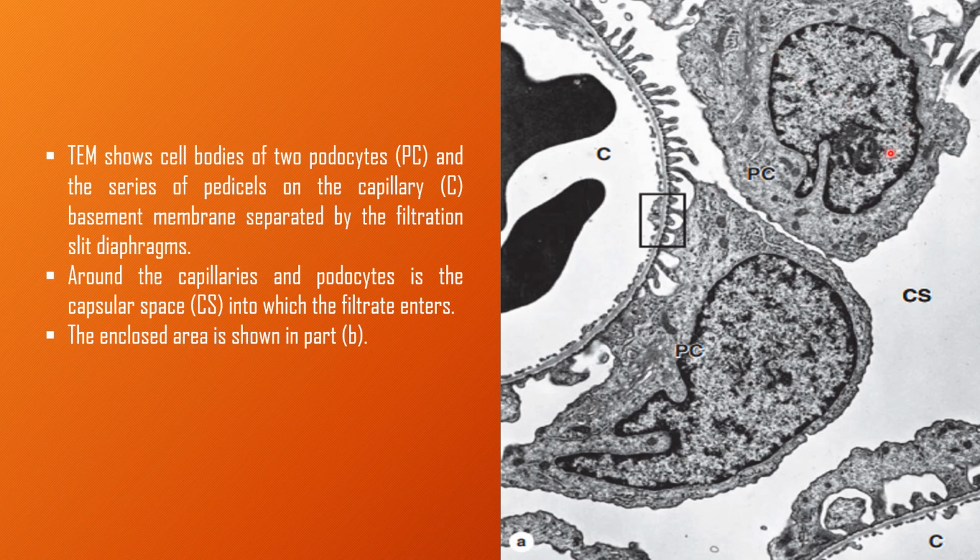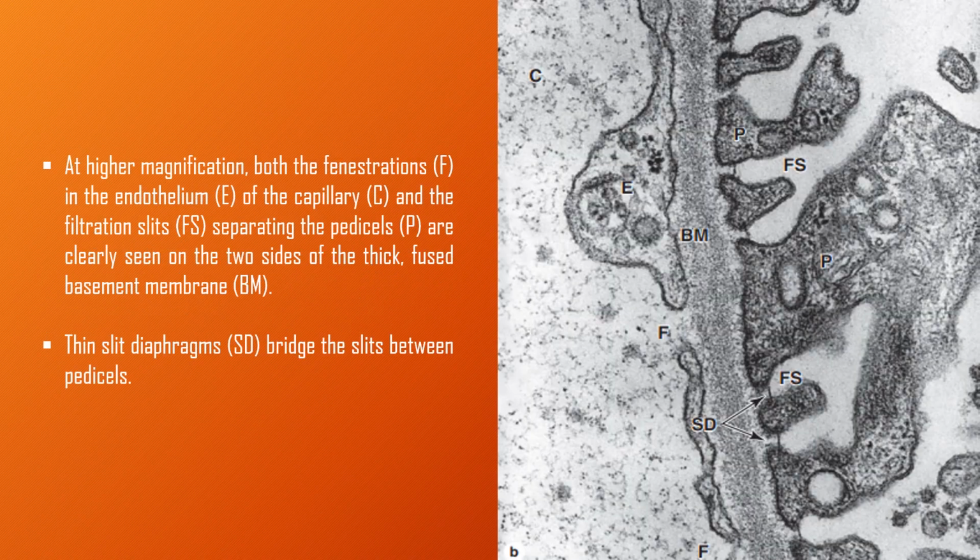As you can see, these are the two podocyte bodies. This is the capillaries, and these are the pedicels present on that. This is the capsular space, and this is the basement membrane. At higher magnification, both the fenestrations in the endothelium of capillaries and the filtration slits separating the pedicels are clearly seen on two sides of the thick fused basement membrane.